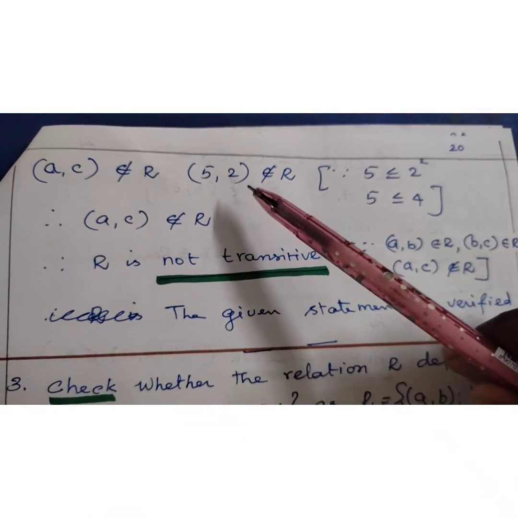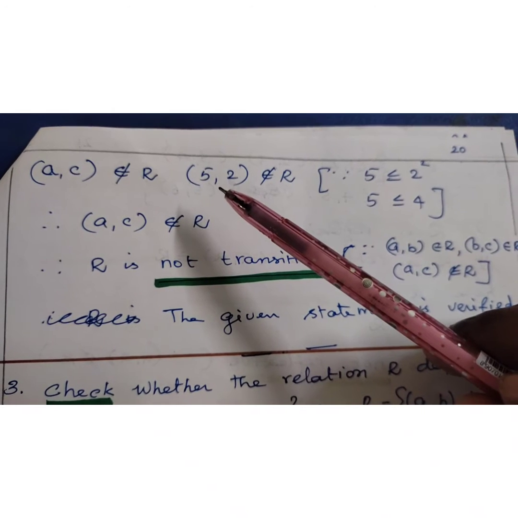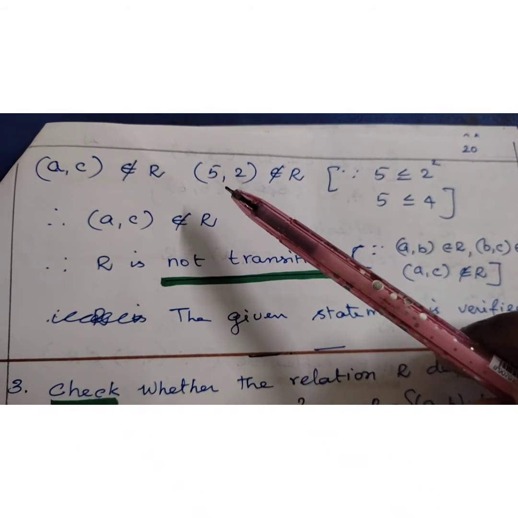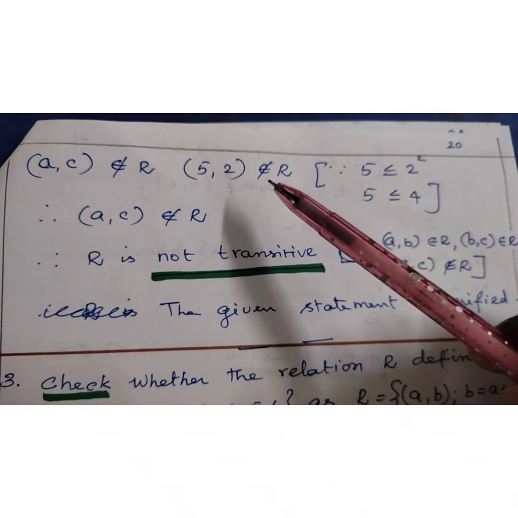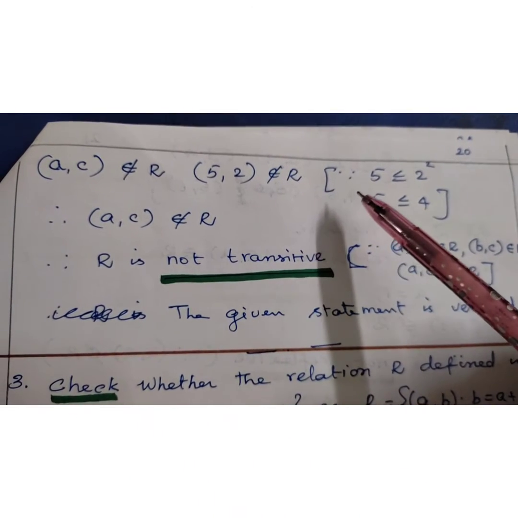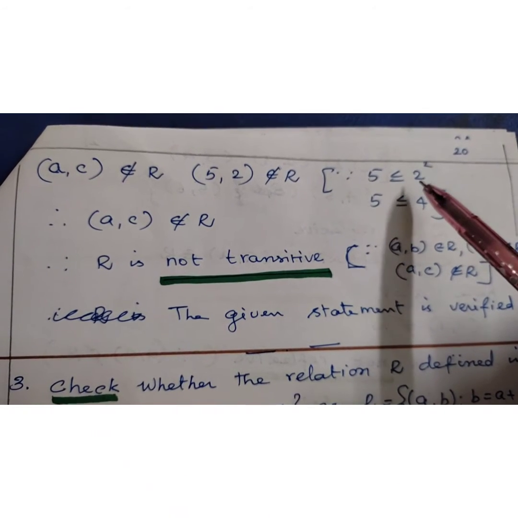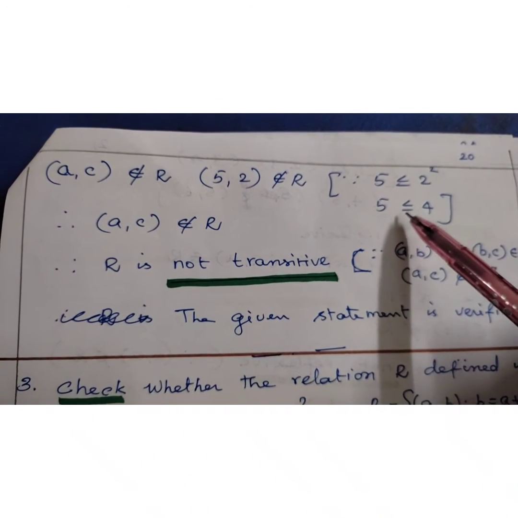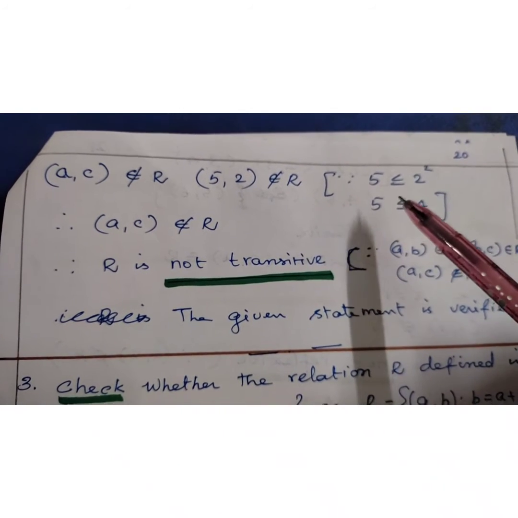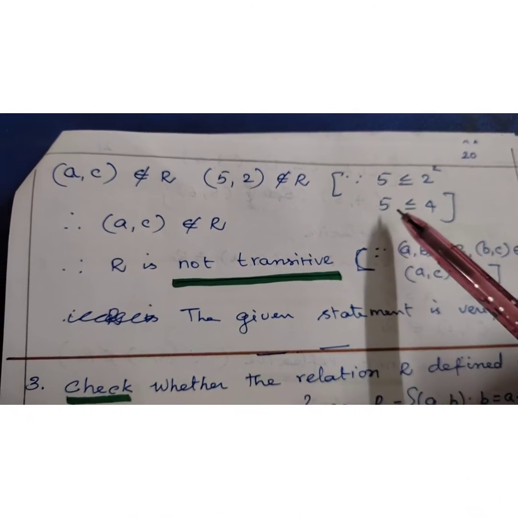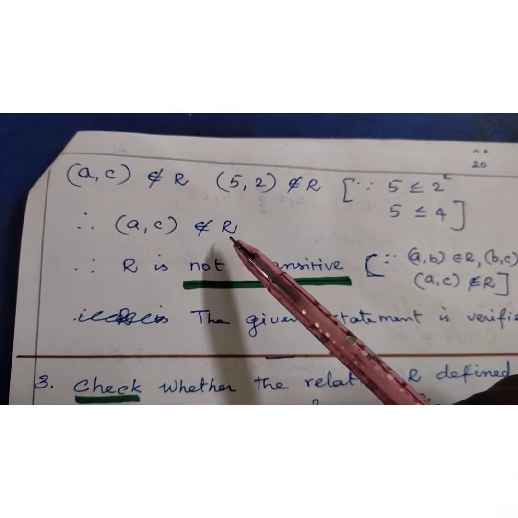Here we already took the values A equal to 5, C equal to 2. That does not belong to R, since from the condition, 5 is less than or equal to 2 squared, 5 is less than or equal to 4. Is this true? No, it is a wrong statement. So (A, C) does not belong to R.